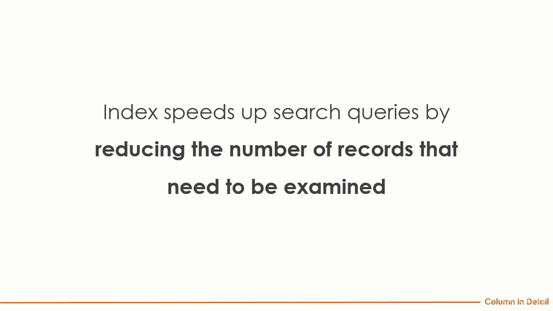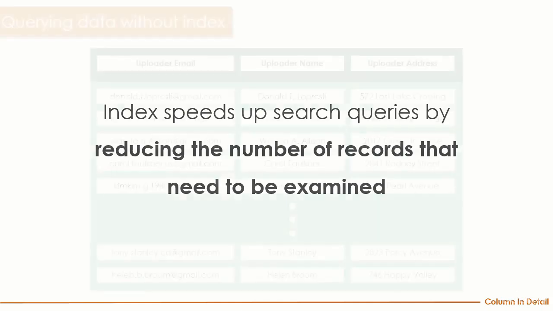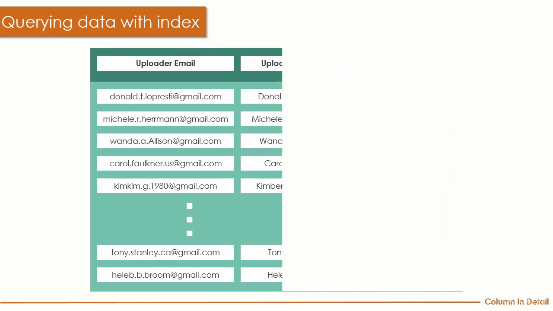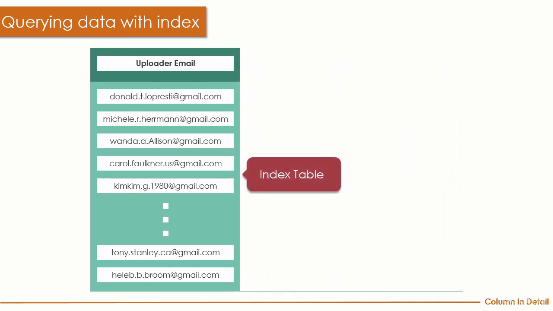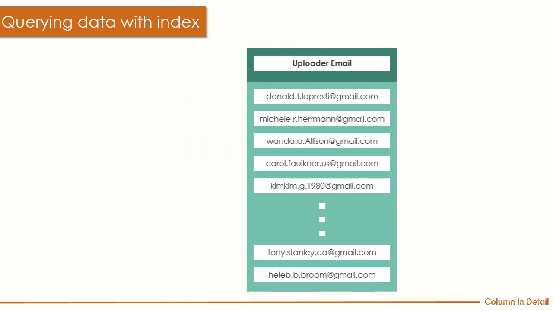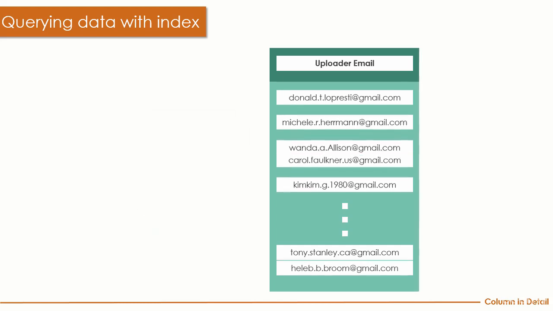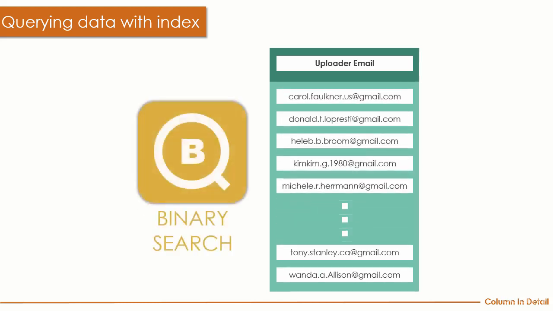Let's take an example using a binary search index. With the same data set, we set the uploader email address as the index column. Then we will have an index table to store these values, and the index table will be sorted using a different algorithm. Let's say for the simple one, we sort in alphabetical order from A to Z.